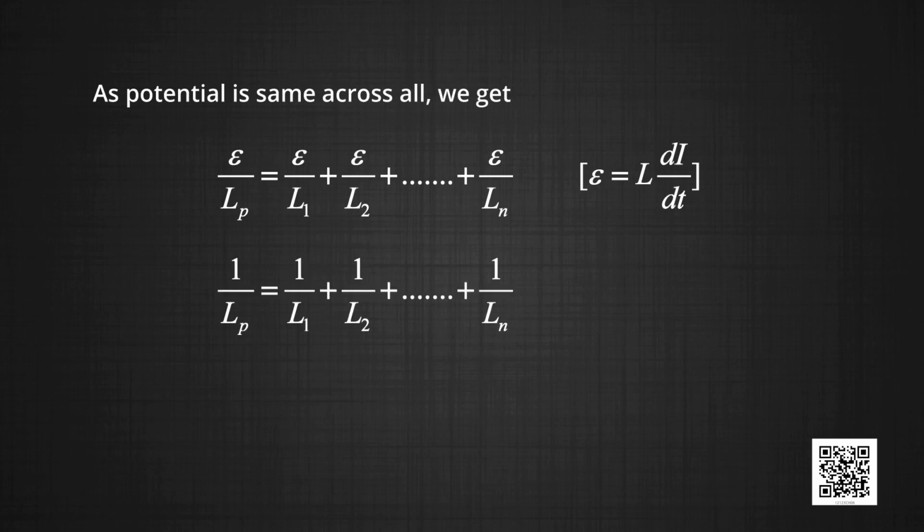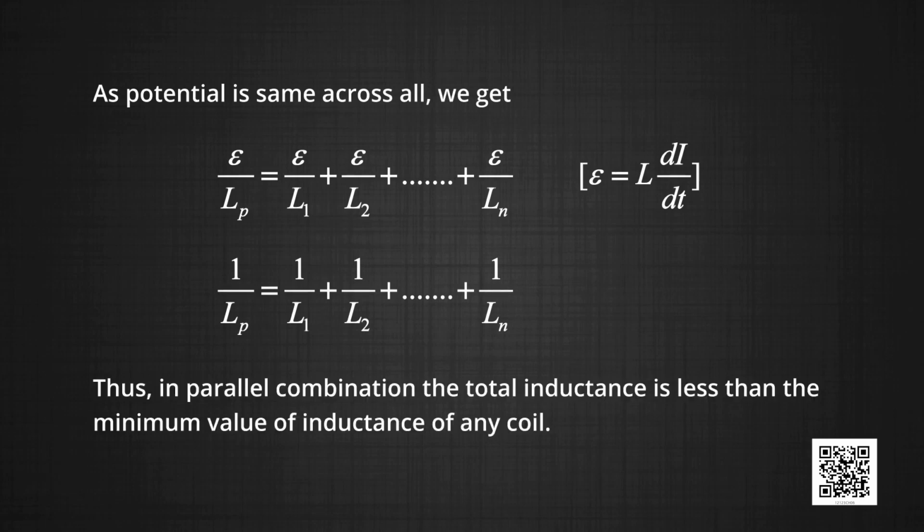So, we get 1 upon Lp is equal to 1 upon L1 plus 1 upon L2 and so on till 1 upon Ln. So, in parallel connection, the reciprocal of the combined inductance of any number of coils is equal to the sum of the reciprocals of the inductances of the individual coils. Thus, in parallel combination, the total inductance is less than the minimum value of the inductance of any coil.